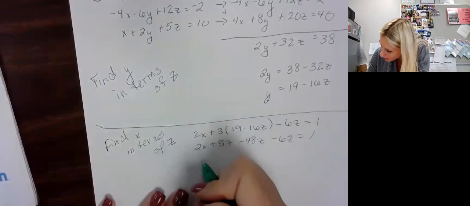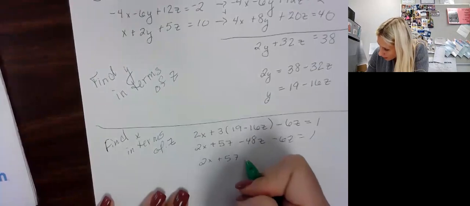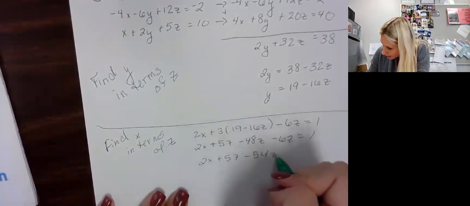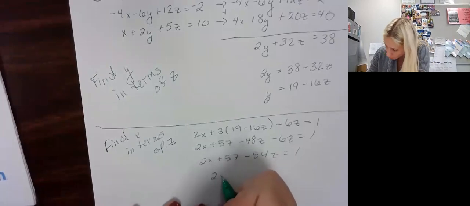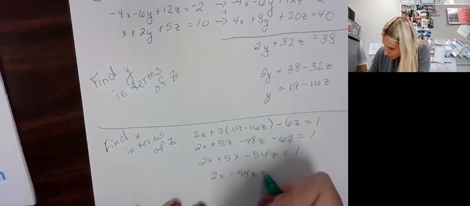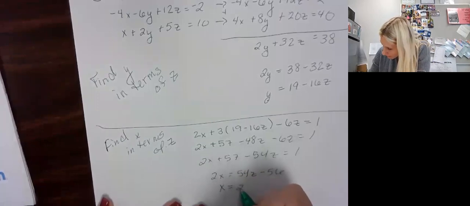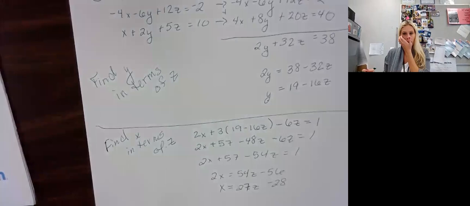equals 1. Combine like terms, 2x plus 57 minus 54z equals 1. Move everything over. 2x equals 54z minus 56. Divide by 2, we get x is 27z minus 28. Okay. Now remember, I said this is dependent.